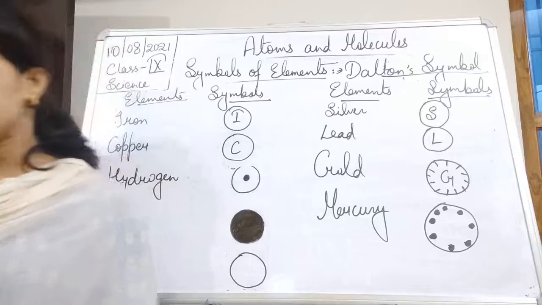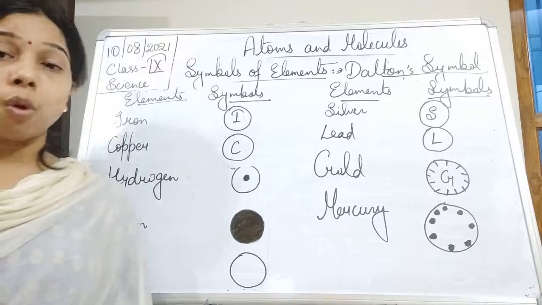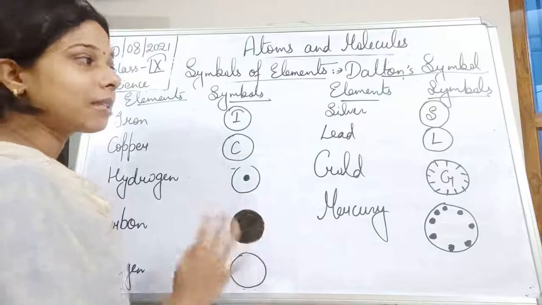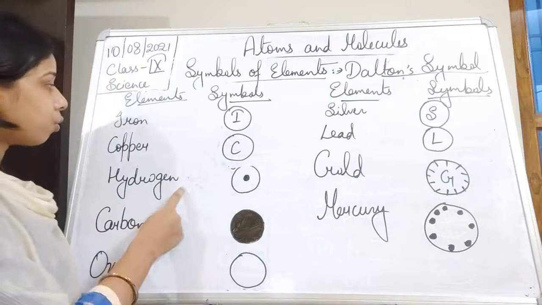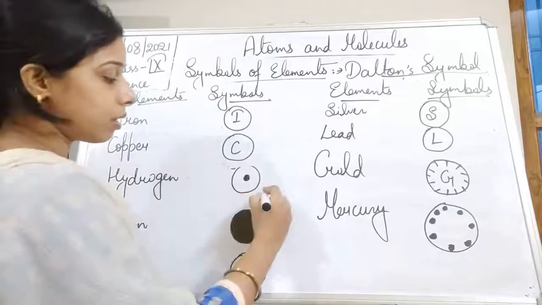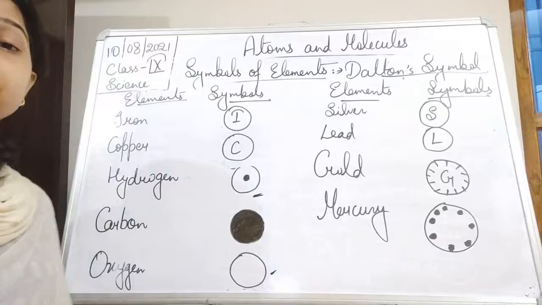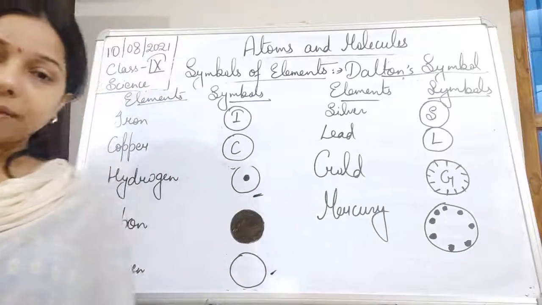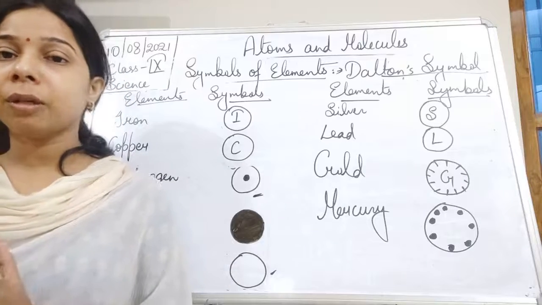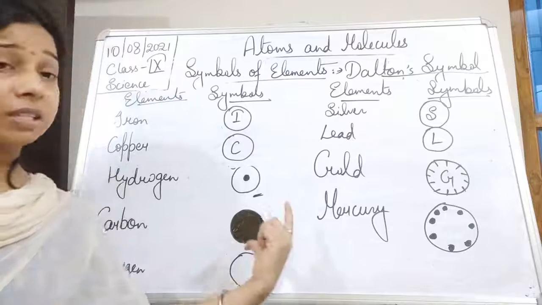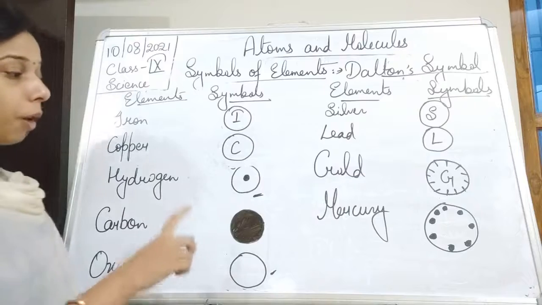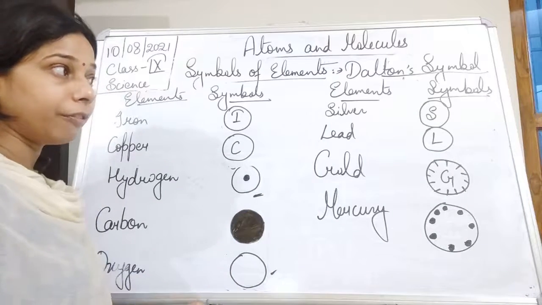No. So the Dalton symbol was difficult to draw as well as inconvenient to use. Suppose you are writing that hydrogen is combining with oxygen. So two molecules of hydrogen and one molecule of oxygen are there. In order to make them combine with each other to form water, it is difficult, right? The combination of hydrogen with oxygen is quite difficult with this symbol.